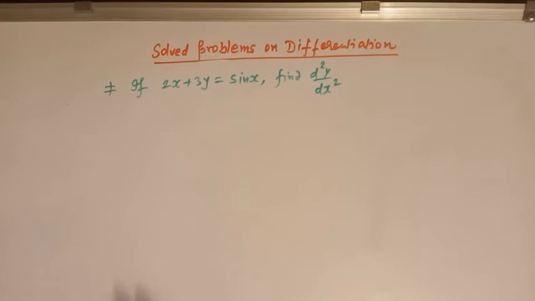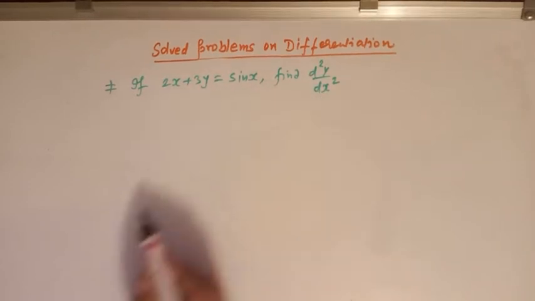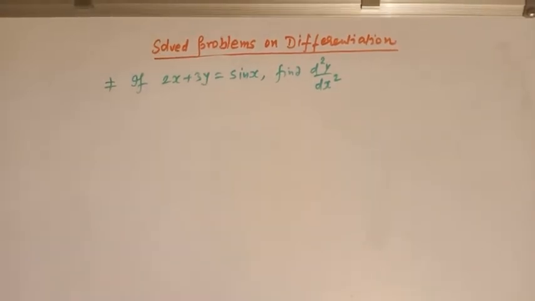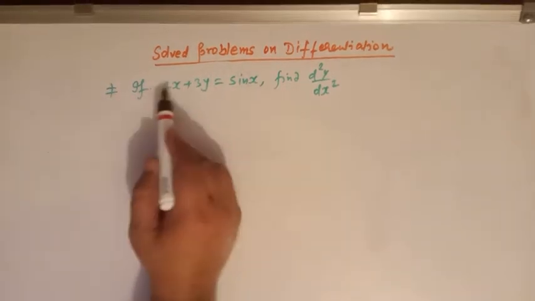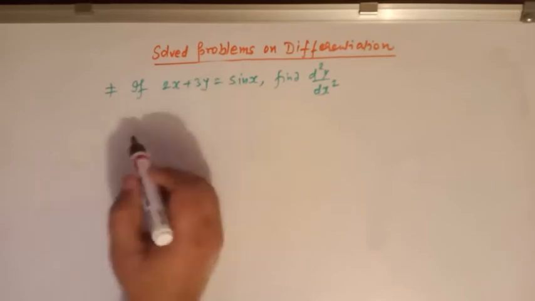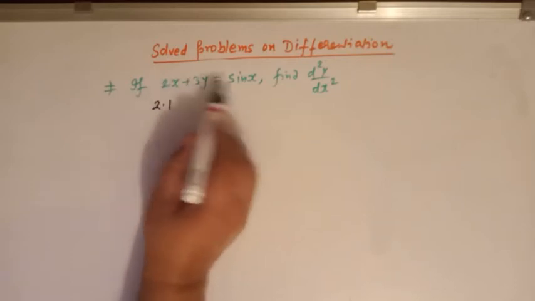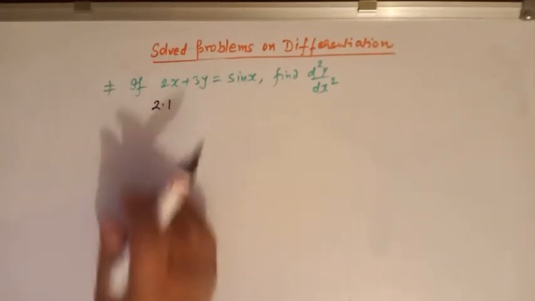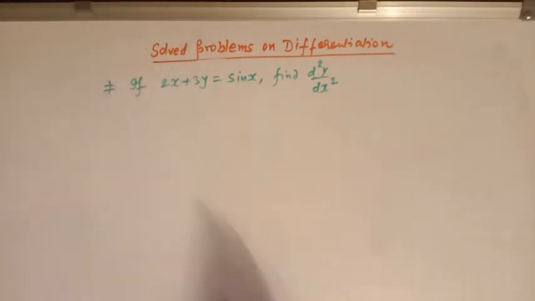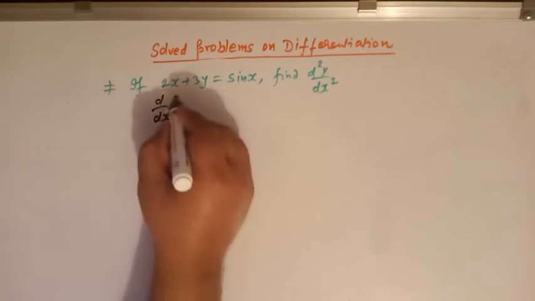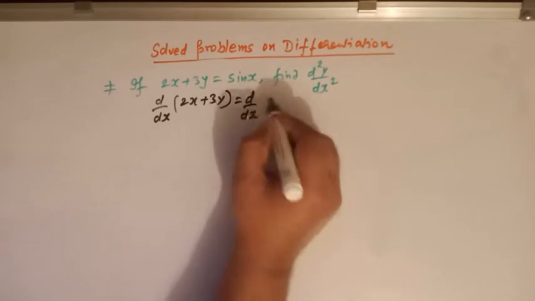So viewers, here we have the next question. If 2x plus 3y equals sin x, we have to find the second derivative of y with respect to x. So here we can differentiate both sides with respect to x. We can write d over dx of 2x plus 3y equal to d by dx of sin x.